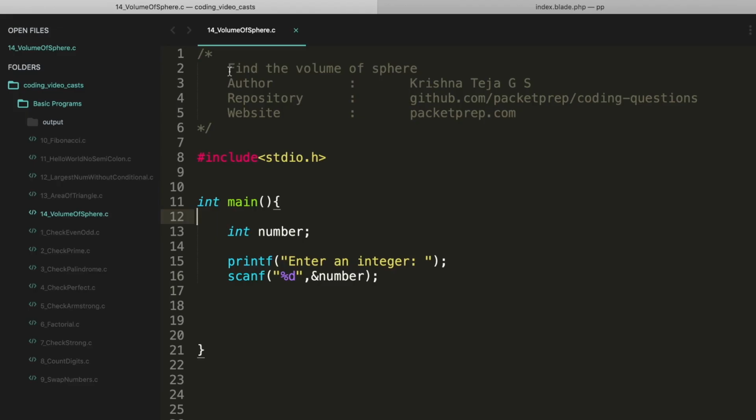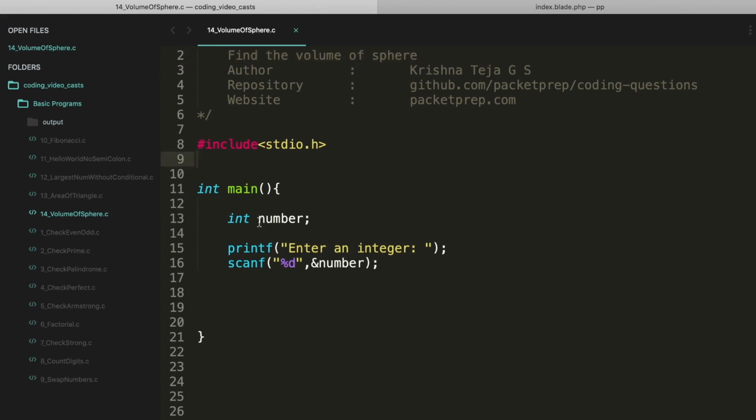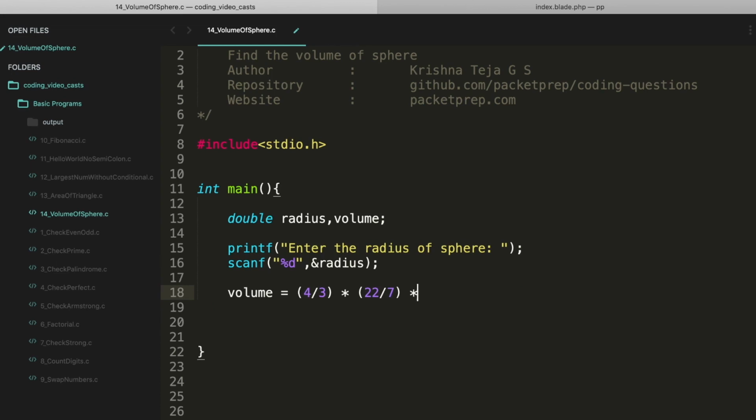Okay, let's do this on the machine. Find the volume of the sphere. So here let's again take it as double, and the variables are radius and volume. Enter the radius of sphere, then we're going to store it as radius. Then volume is 4 by 3 multiplied by 22 by 7 multiplied by radius into radius into radius, because 4 by 3 pi r cube is the formula.